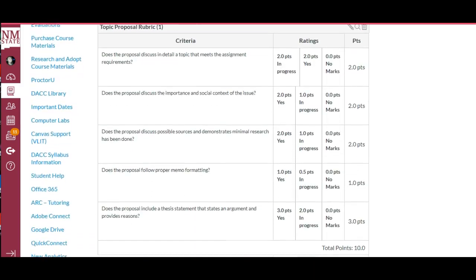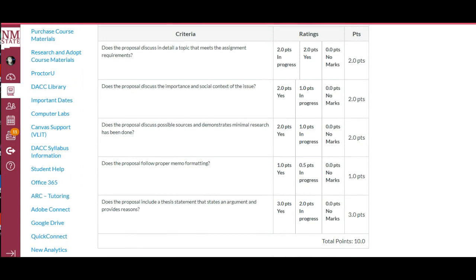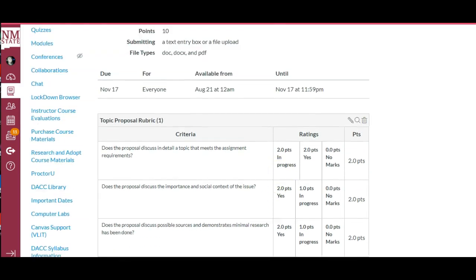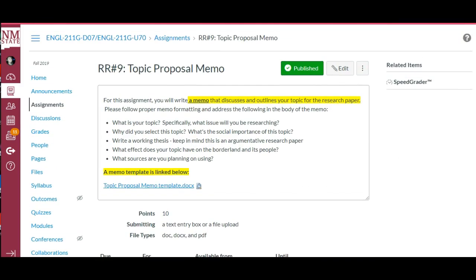And there is a rubric for the memo, so definitely go ahead and look at that rubric because, like I tell you, one of the criteria is: does the proposal discuss possible sources and demonstrate that minimal research has been done? I always have a lot of students who just tell me I'm going to use sources or I'm going to use a journal. That does not show that minimal research has been done.